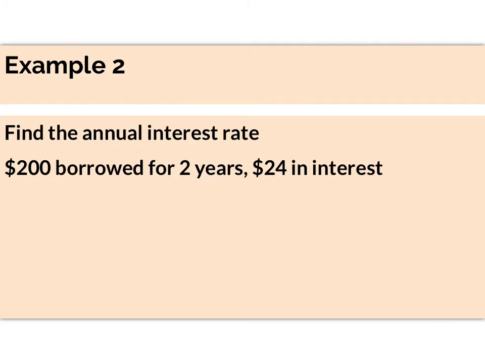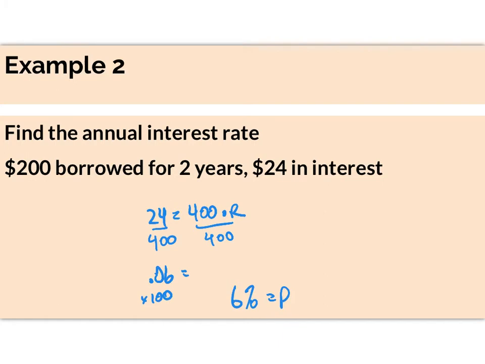So we had 24 equals 400 times R, which was our rate. We're going to divide both sides by 400. 24 divided by 400 gives us 0.06. But this is a decimal and not a percent. So now we have to multiply it by 100 to get a percent. And 0.06 becomes 6%. And this is our rate.